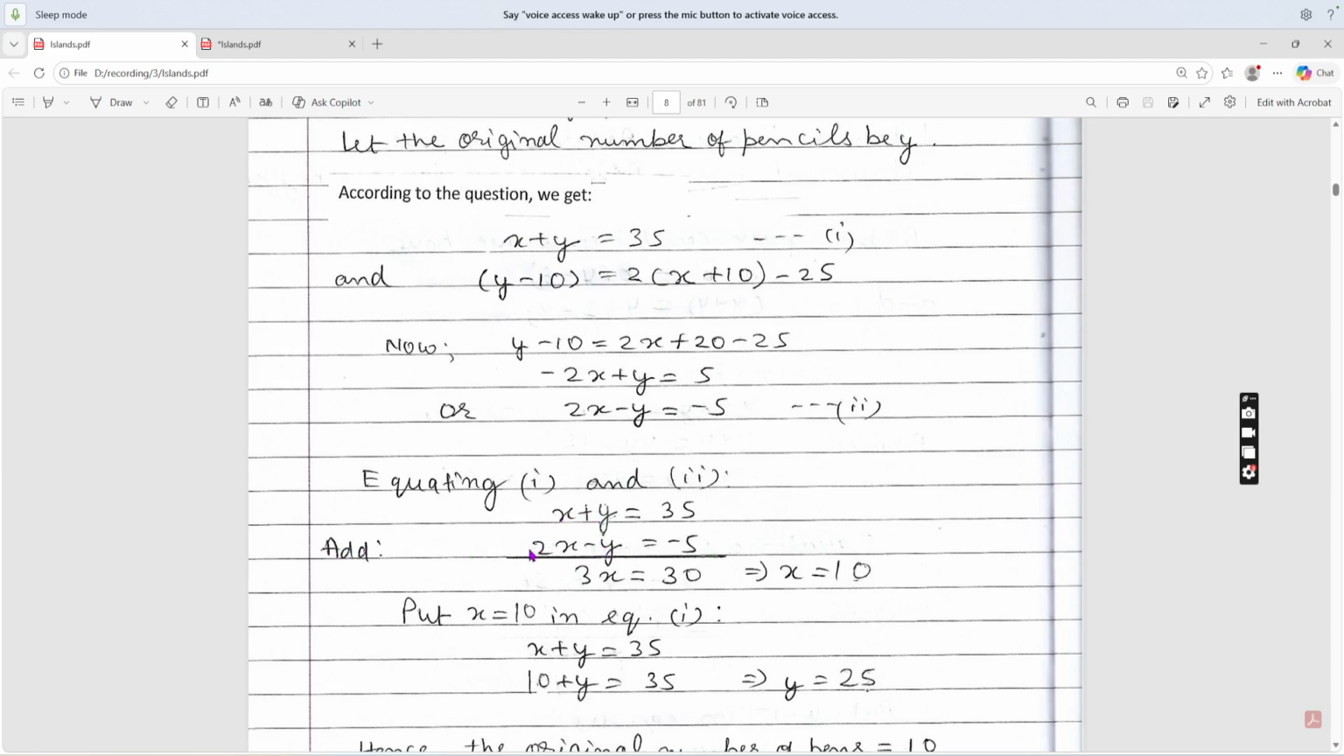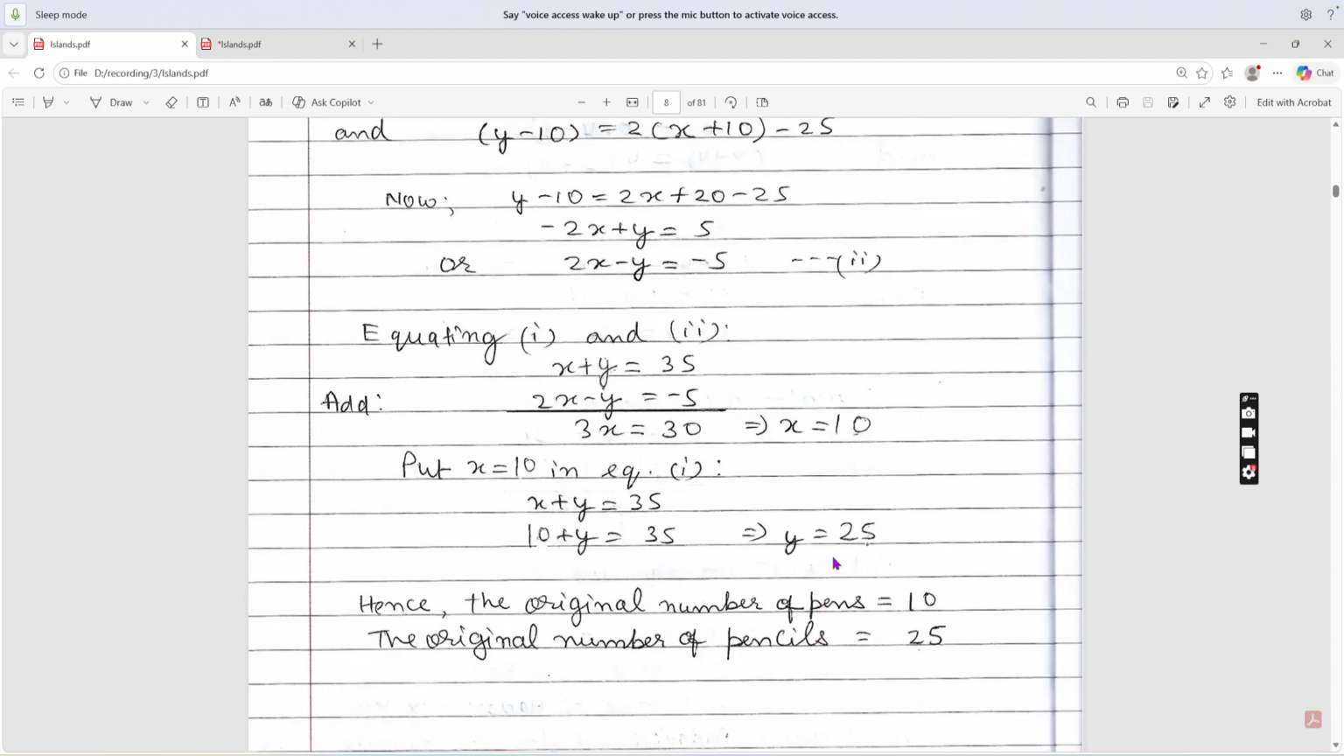So plus 2 and plus 1 would give us plus 3x. Plus y minus y will give us 0. Plus 35 minus 5 will give us plus 30. So x is equal to 30 upon 3, that is 10. Now we are going to put x is equal to 10 in the first equation, or in any equation; we can put it in either the first or the second, and we get the same answer. So here 10 plus y is equal to 35. So y is equal to 35 minus 10, that is equal to 25.